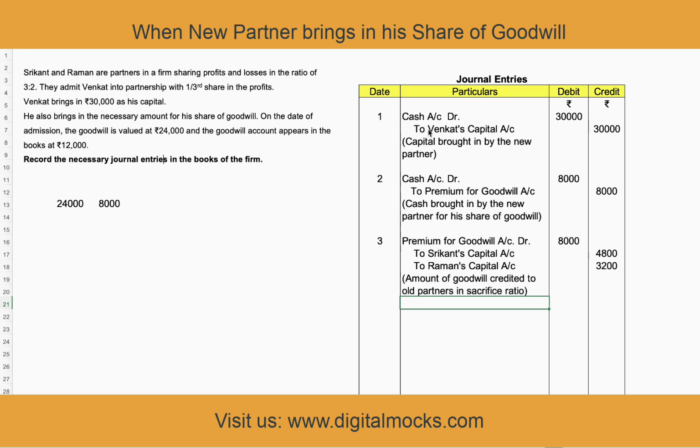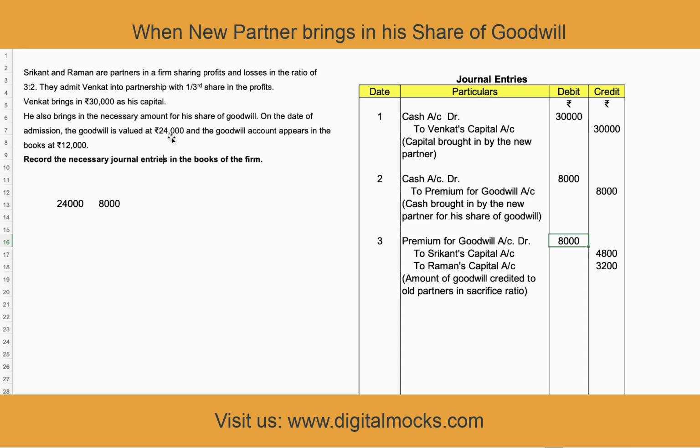Right? So we have passed these three entries. The first entry is for the capital brought in by Venkat. The second entry is for the money brought in by Venkat for his share of goodwill. And in the third entry, we have credited the capital accounts of the old partners, those who have sacrificed for the new partner. We have distributed that rupees 8,000 between Srikanth and Raman in their sacrifice ratio, that is 3:2. Right? Now let's see further.